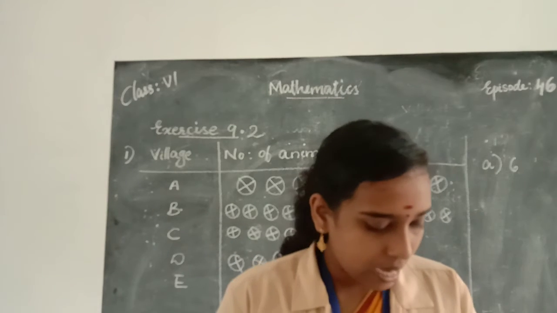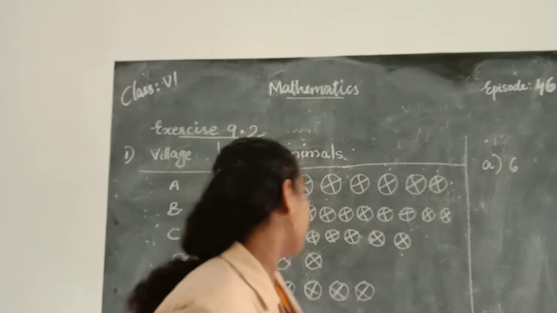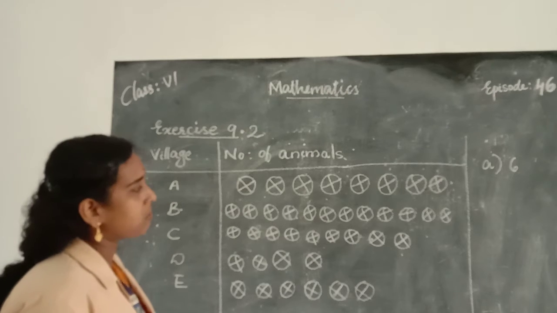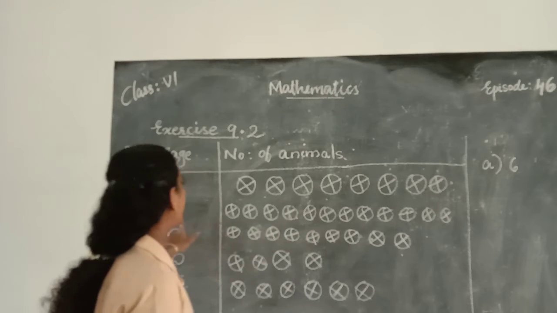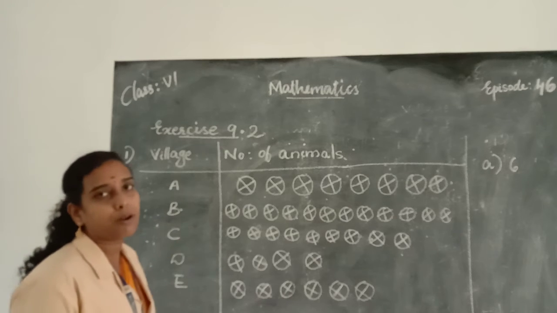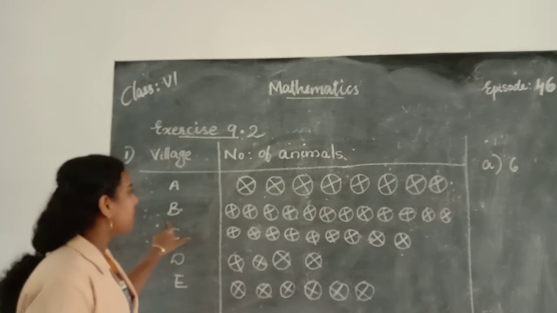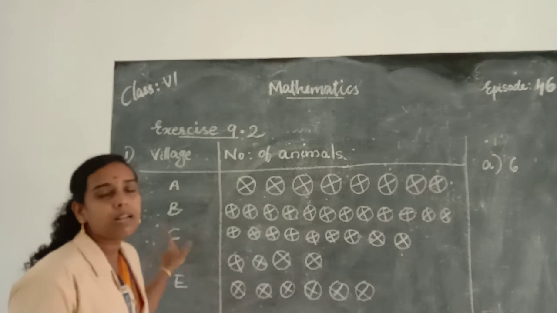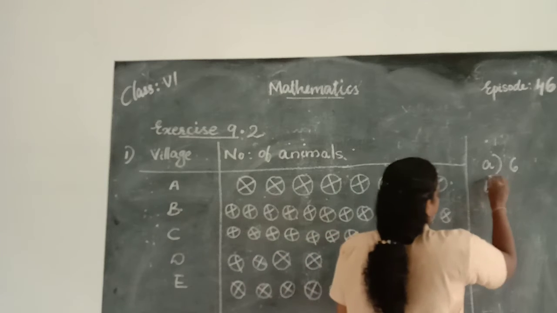Then next question, which village has the maximum number of animals? Here you can see which village has the maximum number of animals. Yes, village B. There are 12 symbols. There are 120 animals in village B. So village B has the maximum number of animals. So the answer is village B.